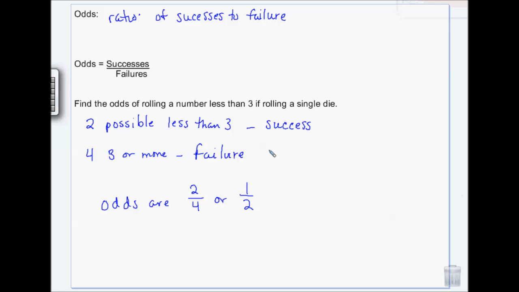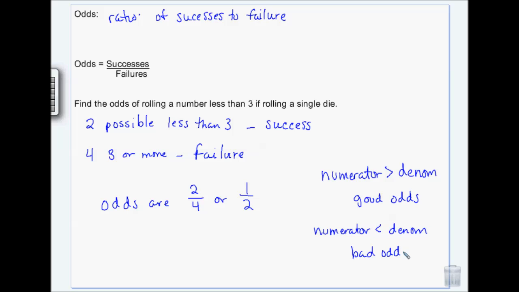Okay, here's how this works. If this number, the numerator, is greater than the denominator, these are good odds. If your numerator is less than your denominator, these are bad odds. Right now, this is telling me basically for every 3 times I roll, I'm going to fail twice and succeed once. This is bad odds. My failures are higher than my successes. That's bad odds. You want your successes to be higher than your failures. That's when you have good odds.